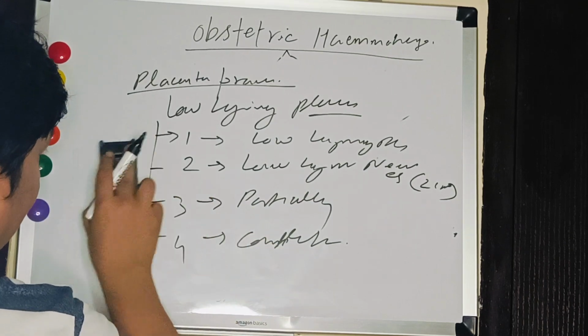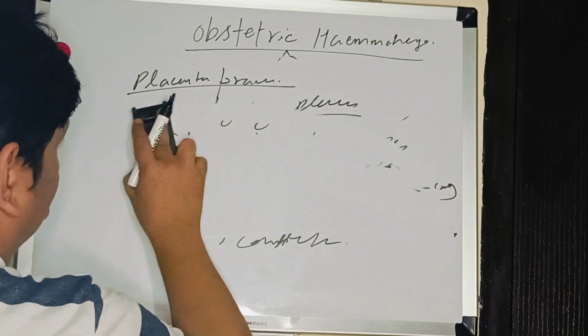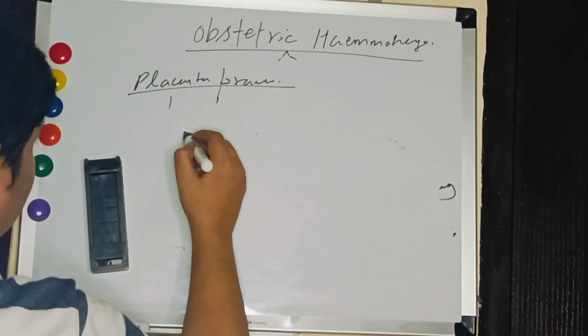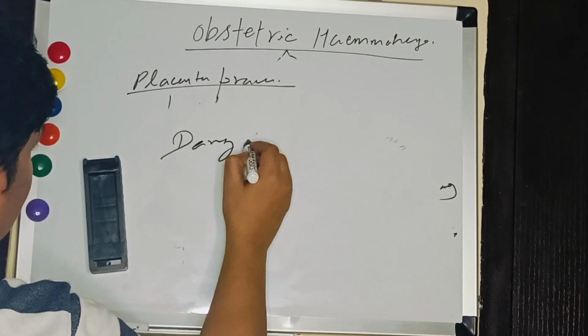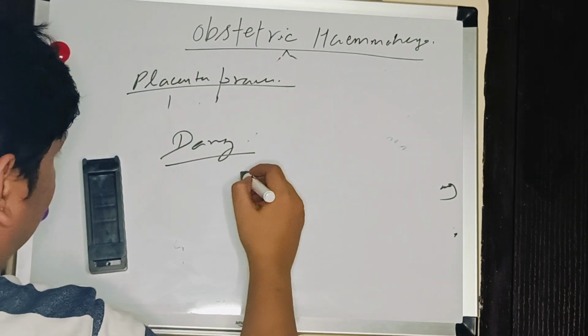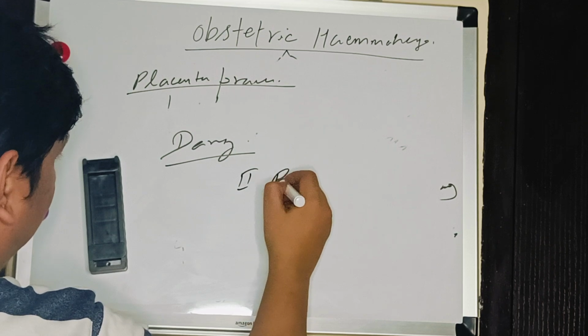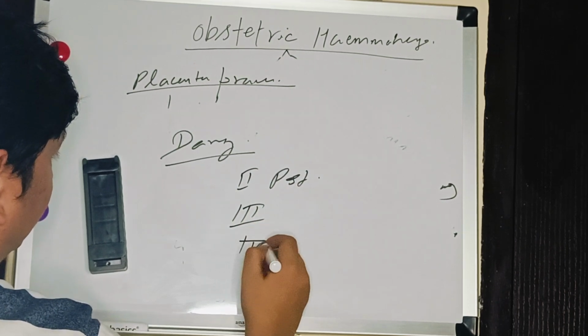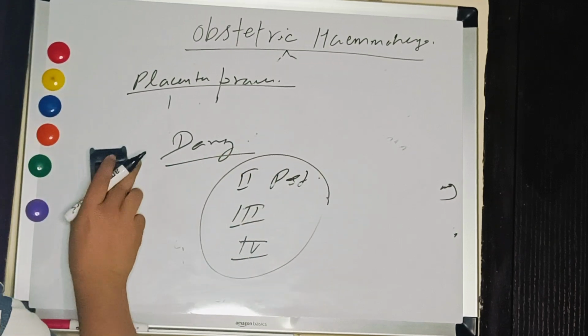So that is placenta previa. The dangerous placenta previa, with risk of massive bleeding, is type 2 posterior placenta, 3rd degree placenta previa, and 4th degree placenta previa. This is the dangerous type.